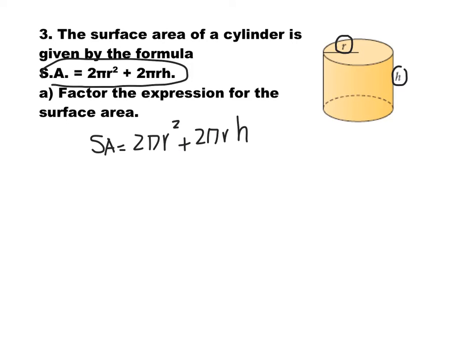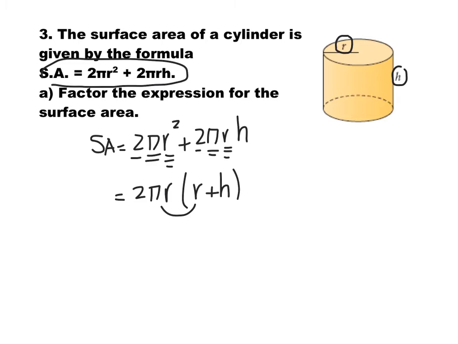Let's factor using the common factor. There is a 2 common here. There is a pi common here. There is 1 r here which is common. And there is nothing else. So I take the common factors out, which is 2 pi r. 2 pi r squared divided by 2 pi r gives me r. 2 pi rh divided by 2 pi r gives me h. So this is going to be my factored form of surface area.